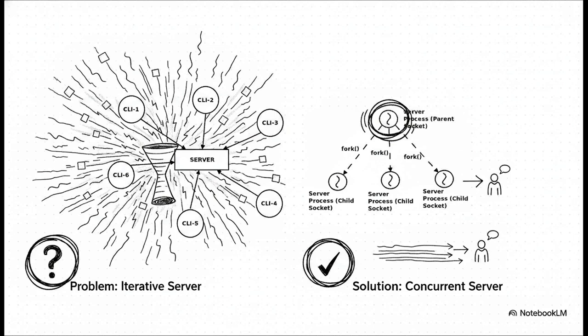As soon as it accepts a connection, it immediately uses a system call called fork, and fork literally creates a clone of the server process, a child. This child inherits the connection, and its only job is to talk to that one client. Meanwhile, the original parent process is instantly free to go back to listening for the next connection. It's a beautiful way to handle many clients at once.